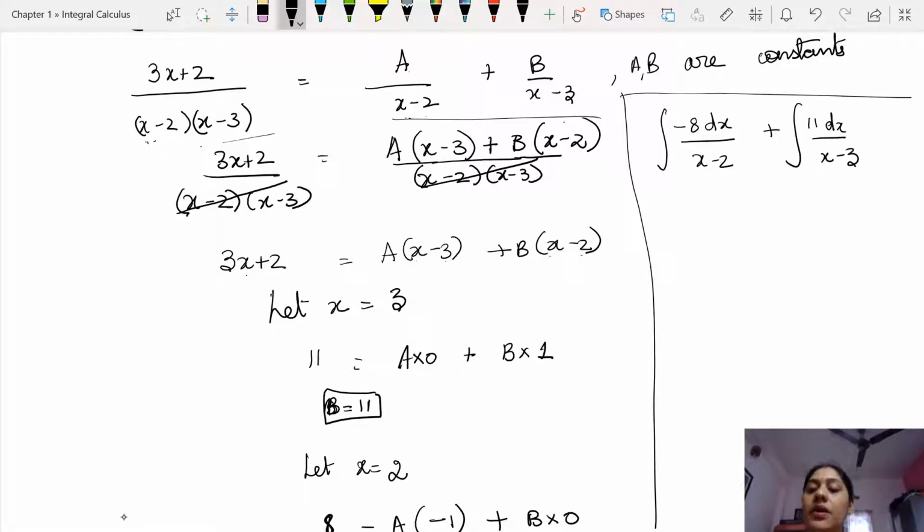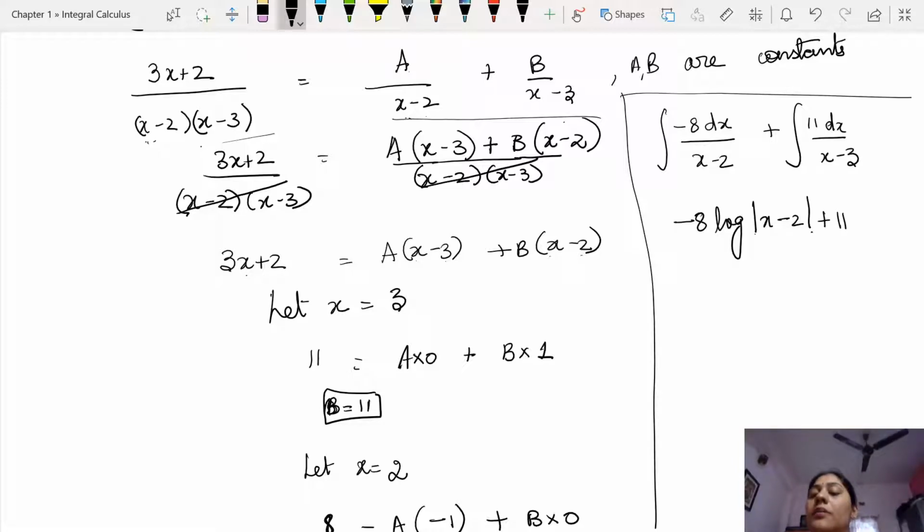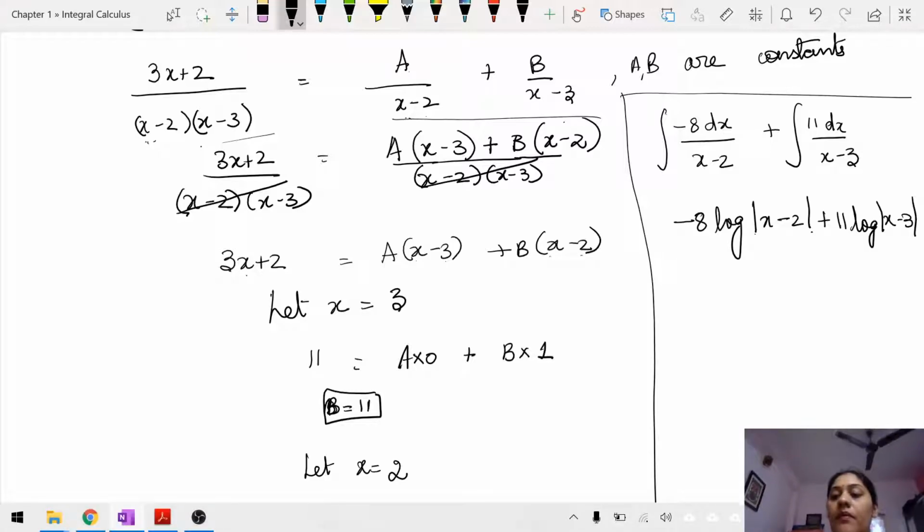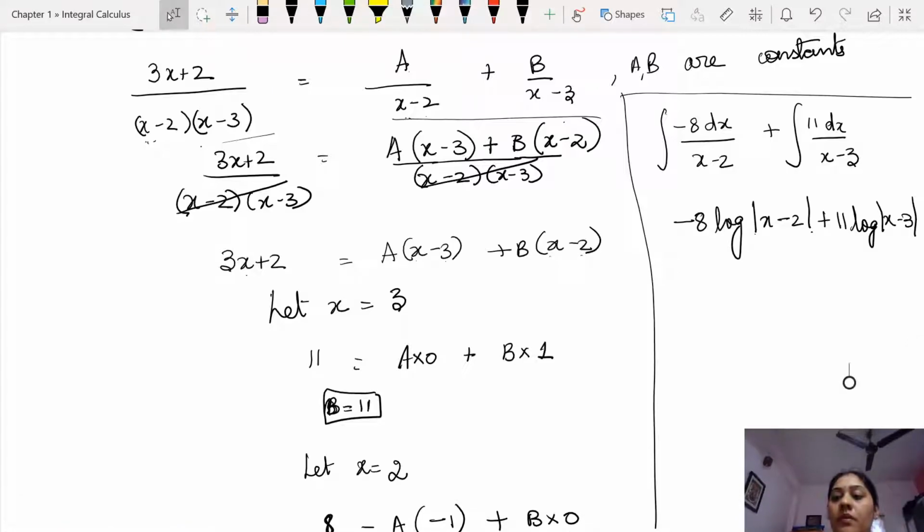Now 8 is a constant, keep it as it is, don't worry about it. x minus 2 will become log of x minus 2. This is the mod symbol. We always use the mod symbol whenever we take it into logarithm, into log. And here also integration of 1 upon x minus 3 is log of x minus 3. So all this plus k. So all this you will be adding plus k to this.